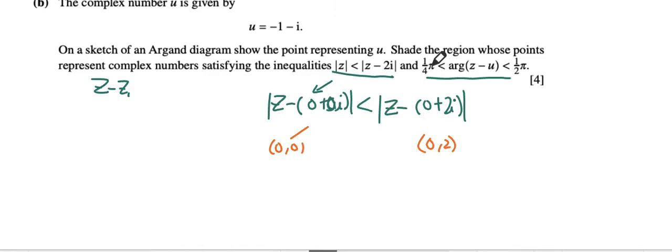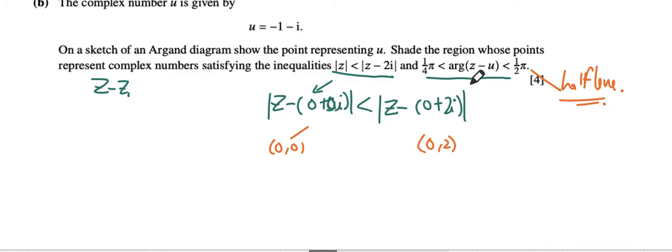So the moment you have half pi and then arg, they are talking about an angle. Arg z minus something with an angle means they're talking about a half line. So we have to draw the half line, and we have to find the coordinate. The coordinate here is negative 1 minus i.